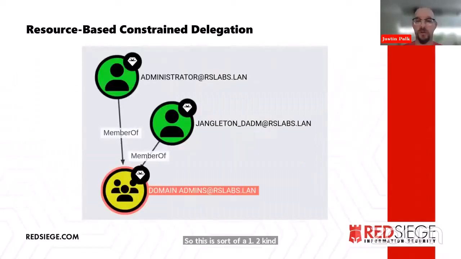Okay, so who do I want to target? In my domain, I've got two DA accounts. There's the built-in administrator, and then there's J. Angleton DADM. I'm going to target the J. Angleton account and see if I can vault myself all the way to domain admin from here.